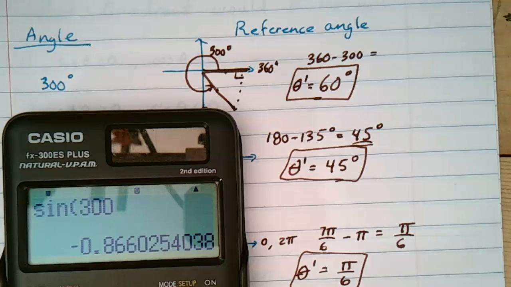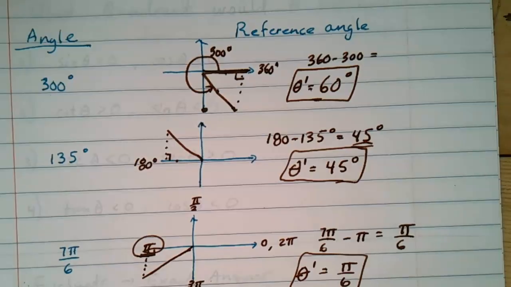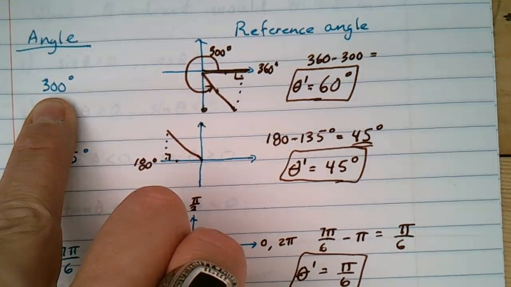Now type sine of 60, and what do you get? Same answer, different sign. Cosine of 300, 0.5. Cosine of 60, 0.5. Tangent of 300, negative 1.732. Tangent of 60, 1.732.